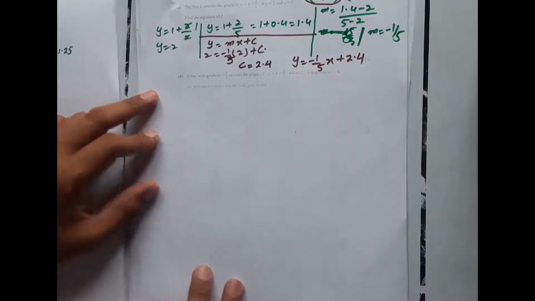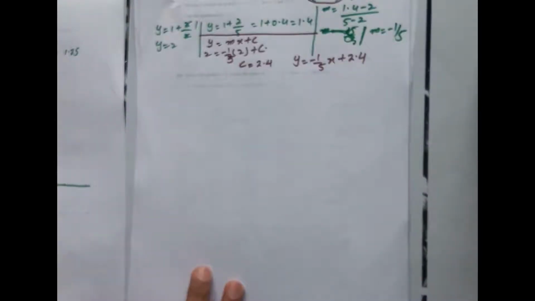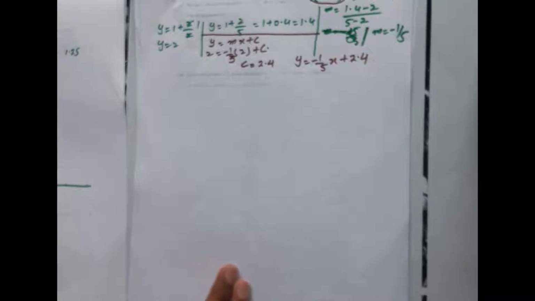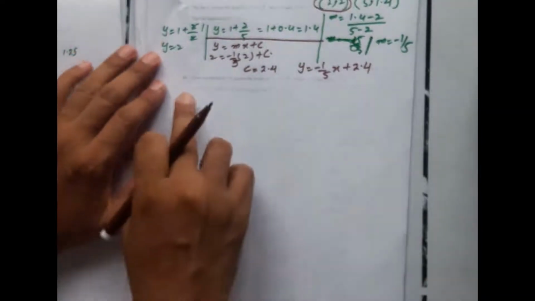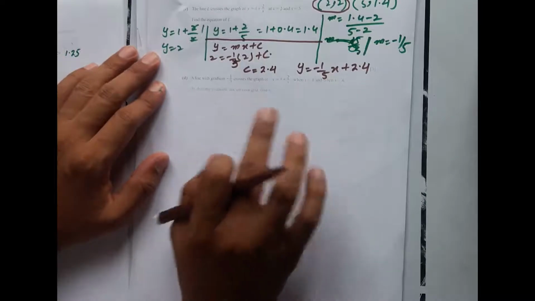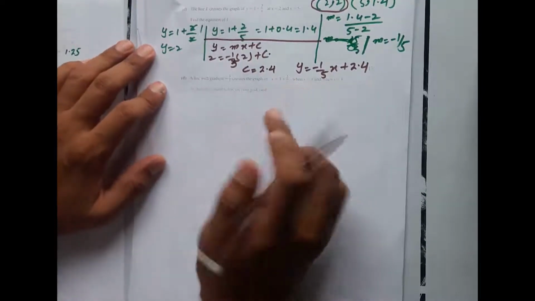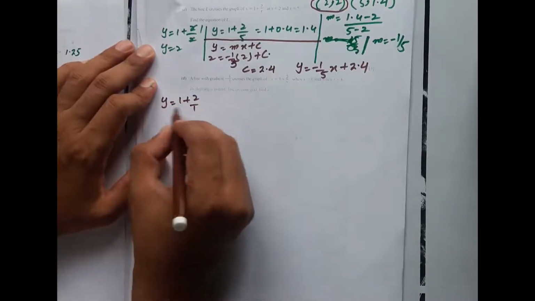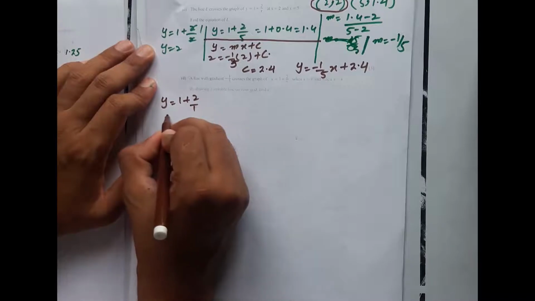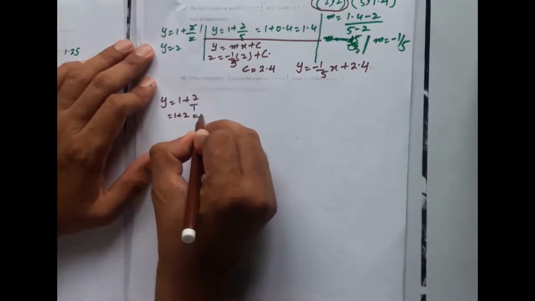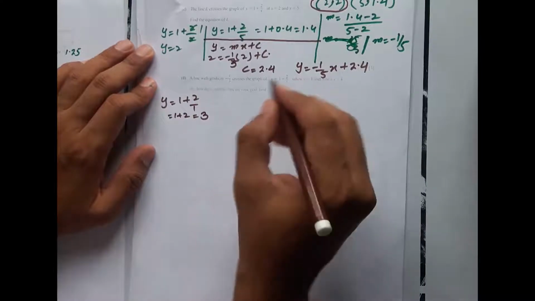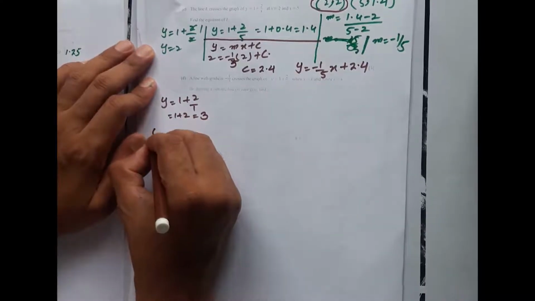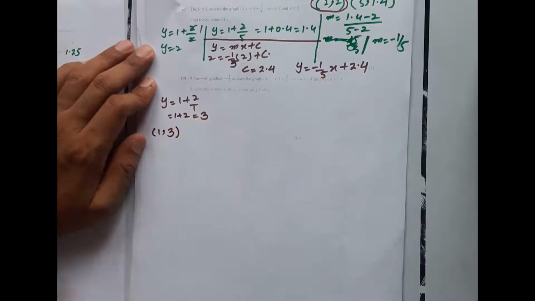Okay. Now a line with gradient minus 1 over 3 crosses the graph y is equal to 1 plus 2 over x when x is equal to 1, and by drawing a suitable line on your graph find the value of k. When x is equal to 1, first we will find the value of y. Y is equal to 1 plus 2 over 1, which will be equal to 1 plus 2, which will be equal to 3. So y is 3 when x is 1. Okay.